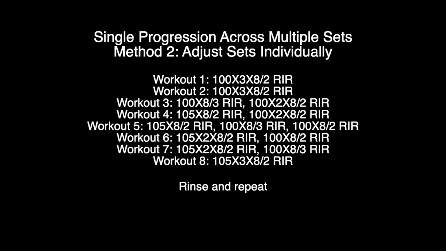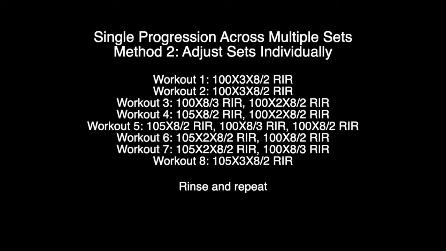This will be way easier to explain with a visual, so here's another completely made-up training example. All right, so first workout, you're doing 100 whatevers for 3 sets of 8 and 2 reps in reserve across the board. Workout 2, you're no stronger. Do that workout again. Now workout 3, you've gotten a little bit stronger. The first set is now 100 by 8 at 3 reps in reserve. And then the second and third sets, 100 by 2 by 8 at 2 reps in reserve. So what you do now, workout 4, is you adjust the first set upwards, 105 by 8 at 2 reps in reserve. Then the second and third sets, 100 by 2 by 8 at 2 reps in reserve.